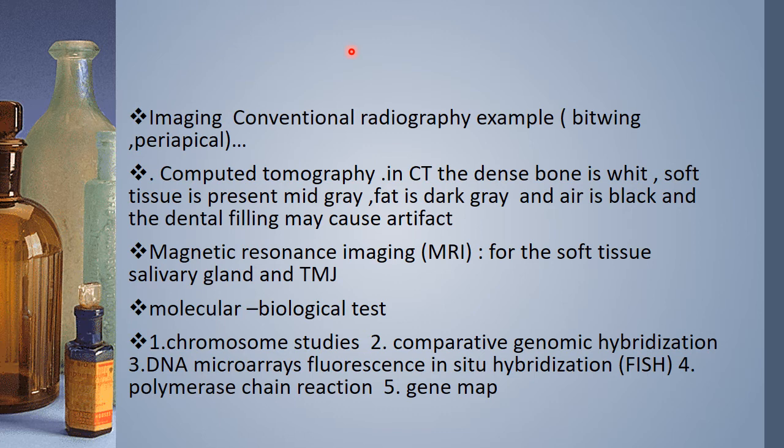We talk about X-ray, conventional radiology, sometimes periapical, bitewing or OPG, for example. We can also use CT, computed tomography, and this may be used for dense bone. Dense bone is usually represented as white, soft tissue is represented as mild gray, fat is represented as dark gray, and air is black.